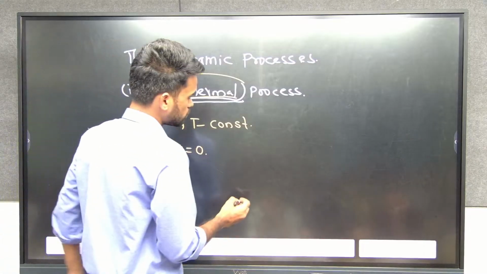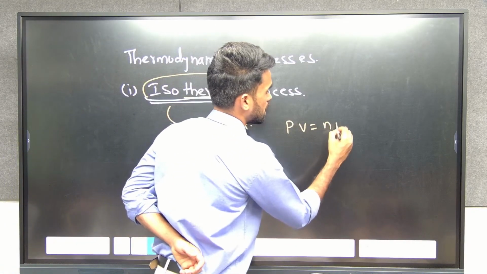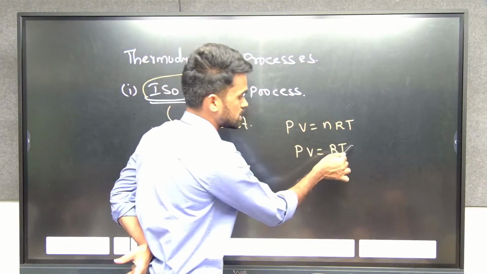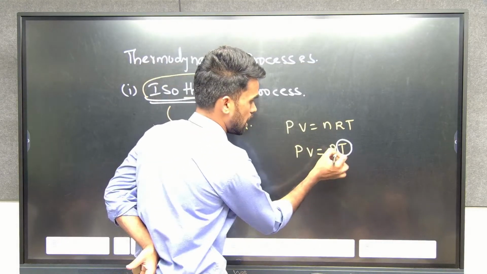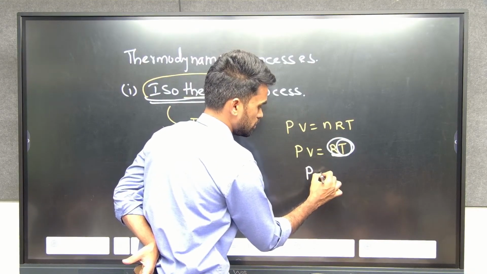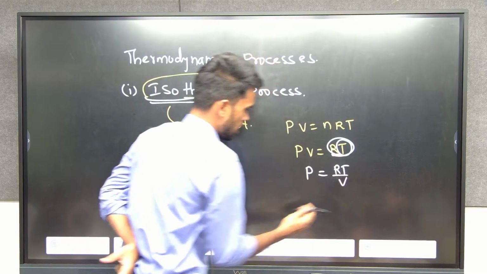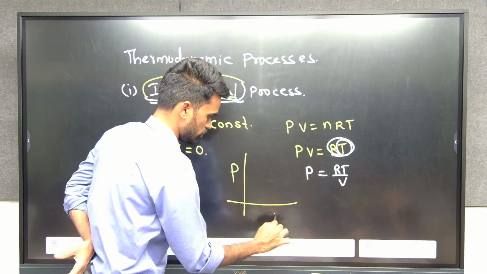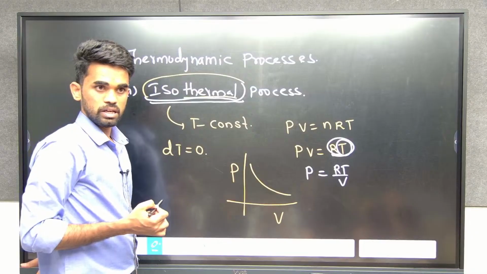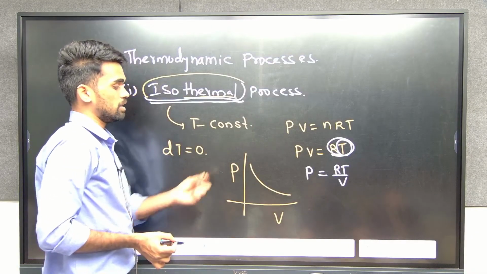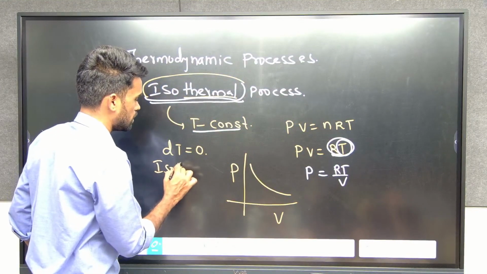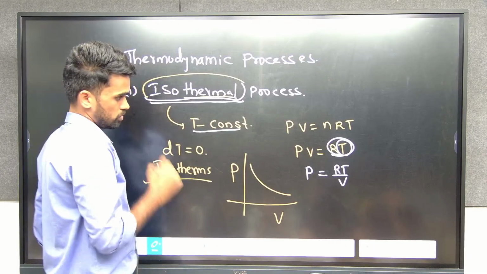Now PV equals nRT. What is this? The ideal gas equation. For 1 mole you can write PV equals RT. What is constant here? T is constant, and R, the universal gas constant, is also constant. So both of them are constants here. So I can say P equals RT by V. How are P and V related? Inversely. This is how you will see the graphs. When graphs are drawn at constant temperature, they are called isotherms.